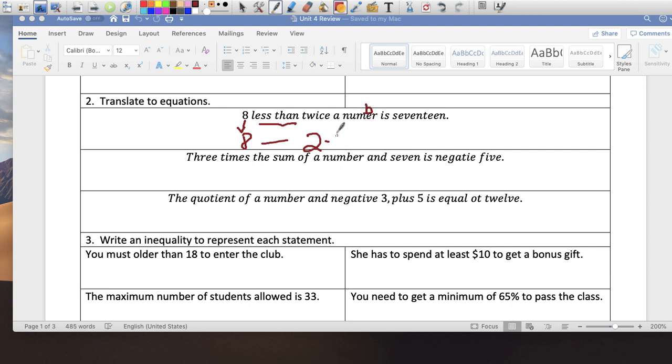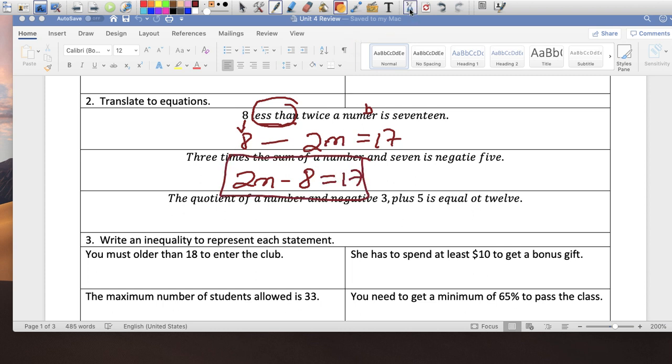I forgot the n here. So 2 times a number, let's call that n, and that equals 17. So am I done? No, because the word is less than, so I have to make a little switcheroo here. The 2n and the 8 will change positions. So my final answer is 2n minus 8 equals 17.